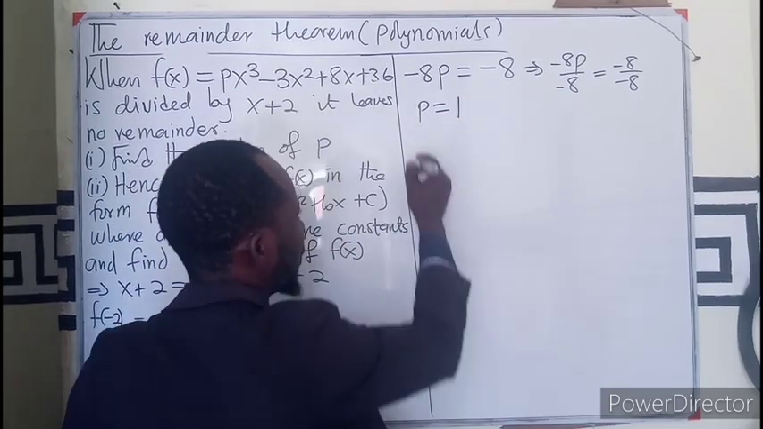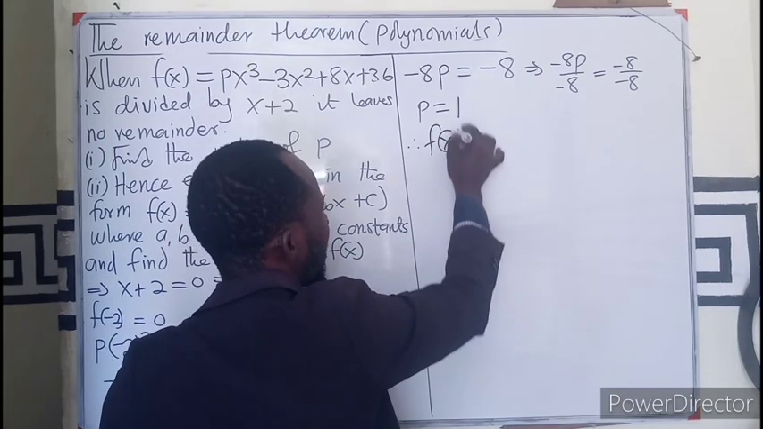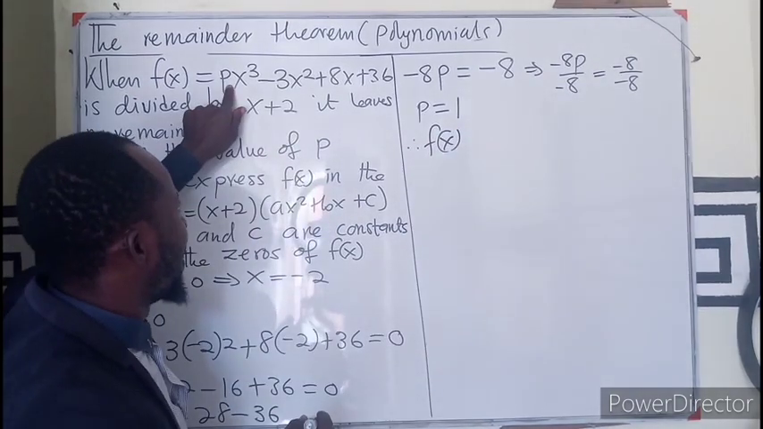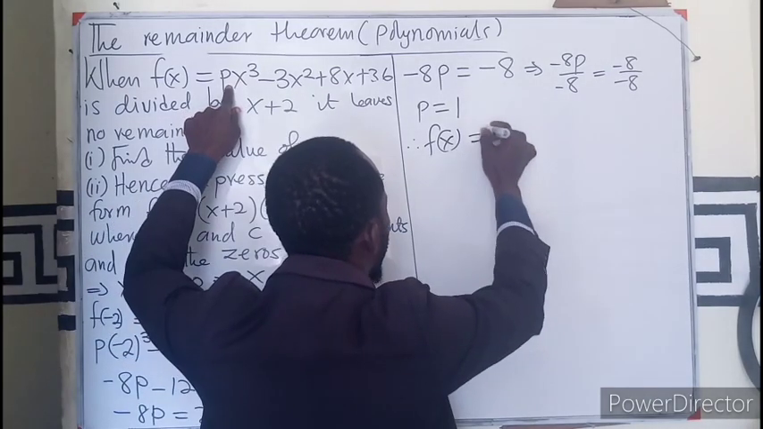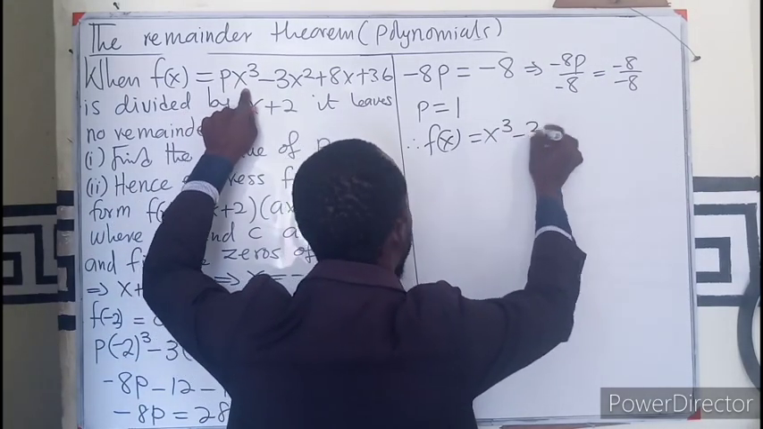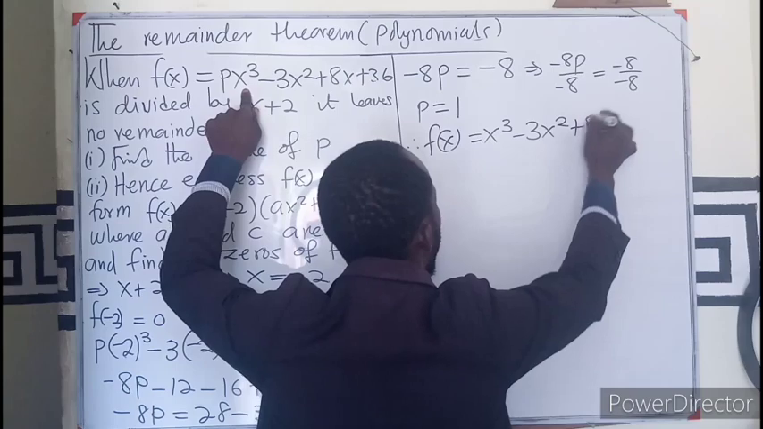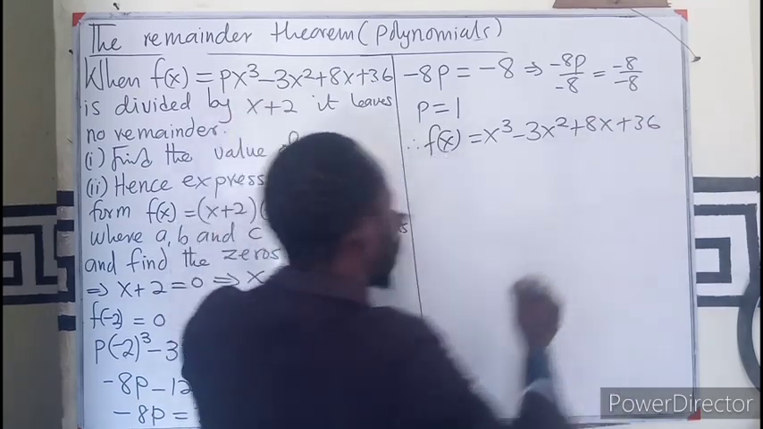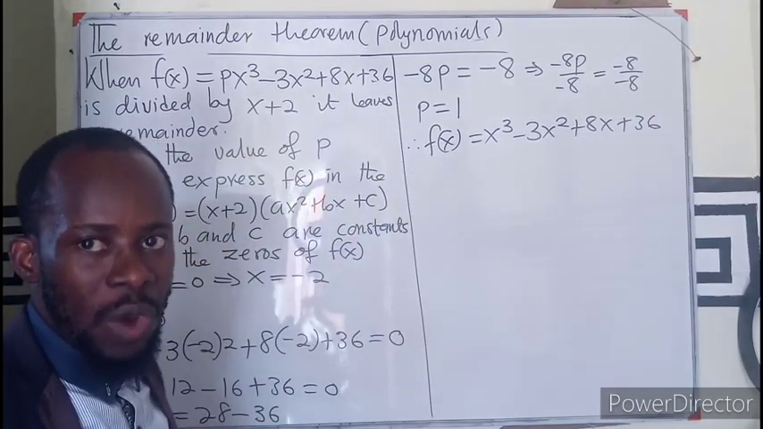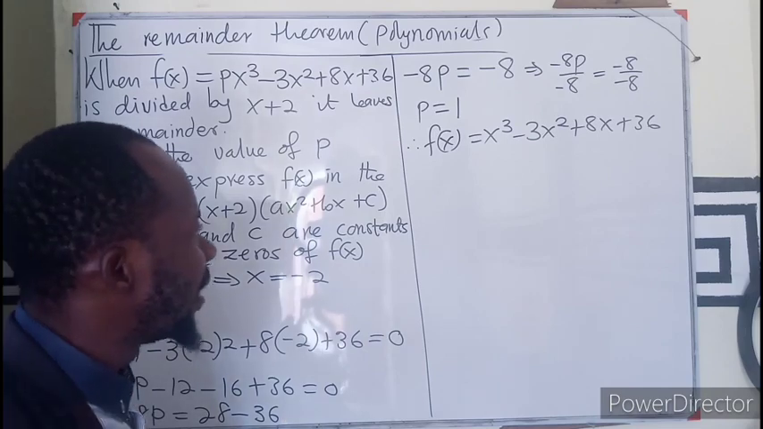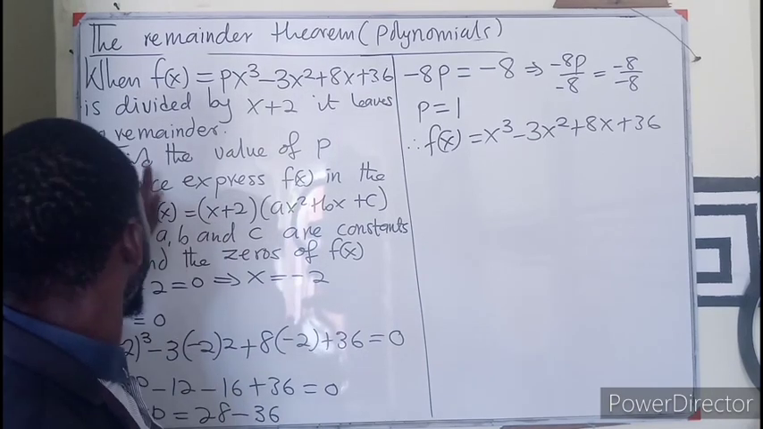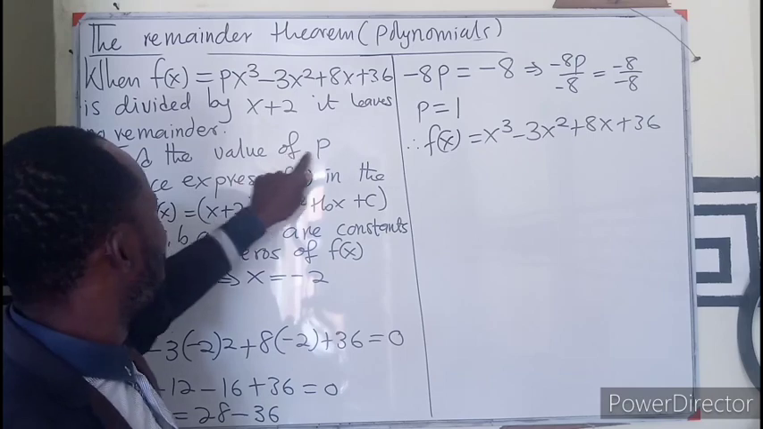So that simply means that the function f of x, p being 1, is x to the power 3 minus 3x squared plus 8x plus 36. So this is the function f of x when p is assuming the value of 1. So the first question, find the value of p, we are done.